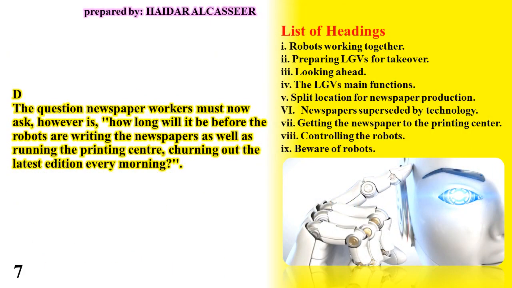Exercise D says, the question newspaper workers must now ask, however, is, how long will it be before the robots are writing the newspapers as well as running the printing center, churning out the latest edition every morning? Before explaining it, what's the meaning of churn out? It's not an important thing. They put these words in order to trick you, to make you waste time. You don't need it, and you don't have to know its meaning at all. Indeed, I know its meaning, but I will not say it because you don't need it. You don't have to think about this one.